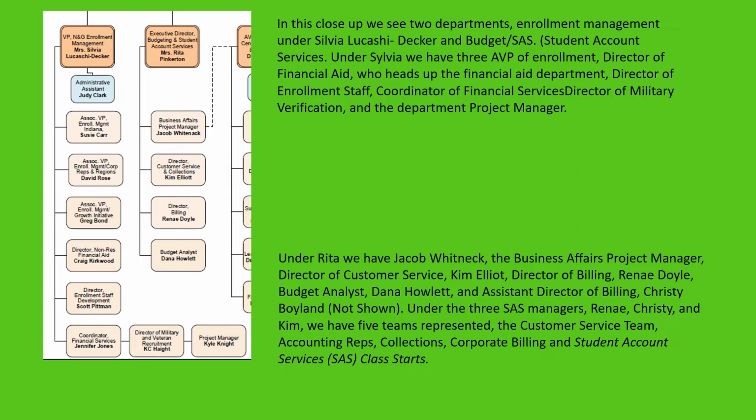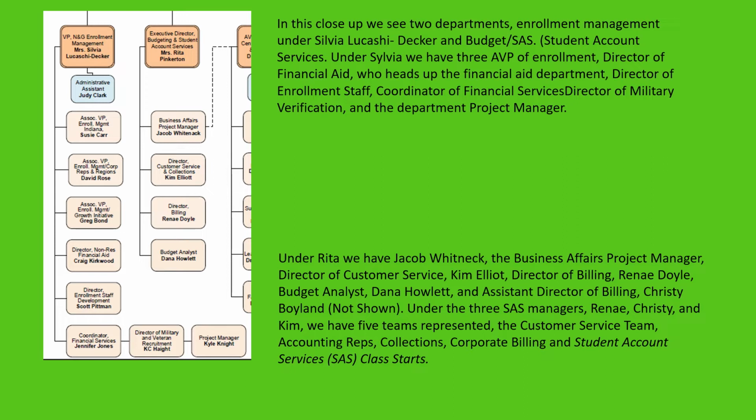Currently, under the current structure, council member Rita Pinkerton has control over student account services and over the budget office. And then below Rita in the student account services office, you have our 2 directors and our assistant director of student account services. Renee and Kim are the 2 directors. Christy Boyland, who is actually not pictured here, is the assistant director and holds fairly equal power and authority with Renee and Kim, despite the formality of the terms. But this is how it's structured.